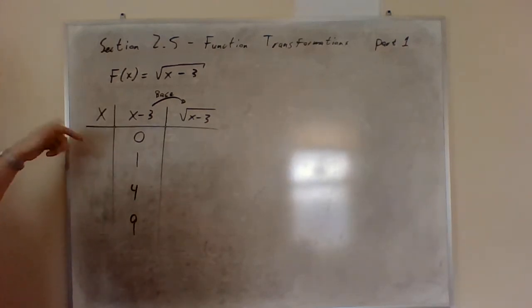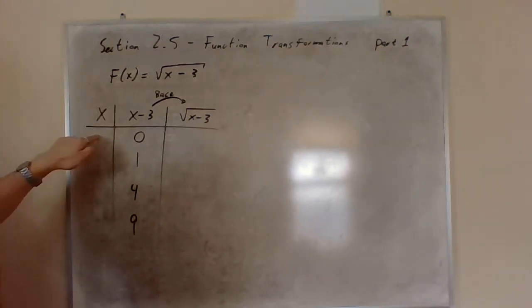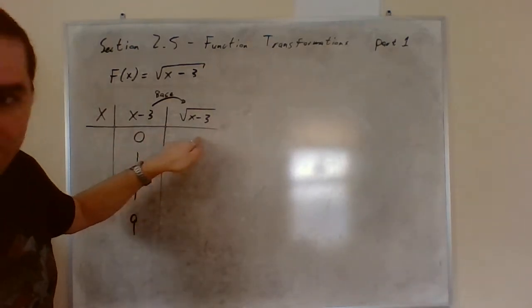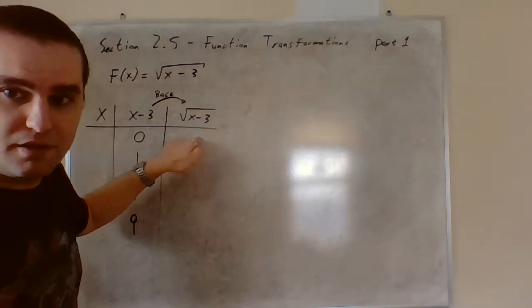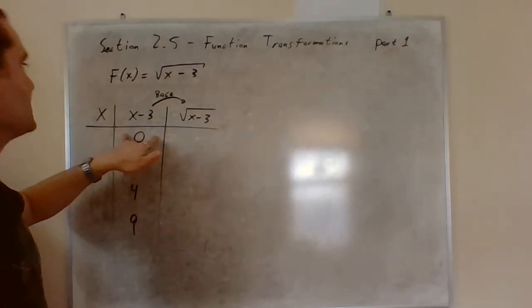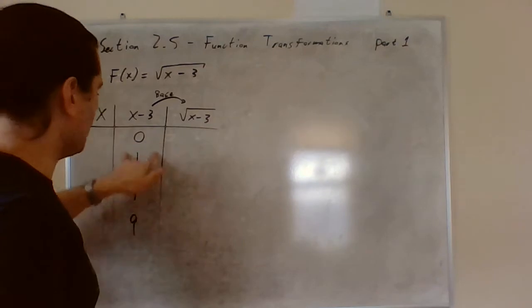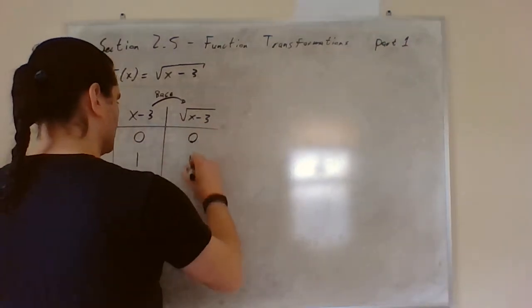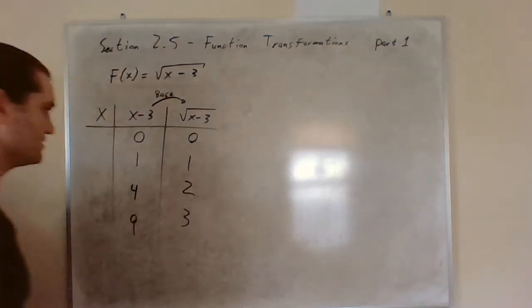I'm not going to start with those numbers. If you started with 0 here, then this column would be negative 3, and then you'd try to take the square root of negative 3, and you'd have a big problem. So the numbers that I actually want to take the square root of, I put those numbers in the middle. And then the square roots of them are nice and easy. 0, 1, 2, 3. That hasn't changed.